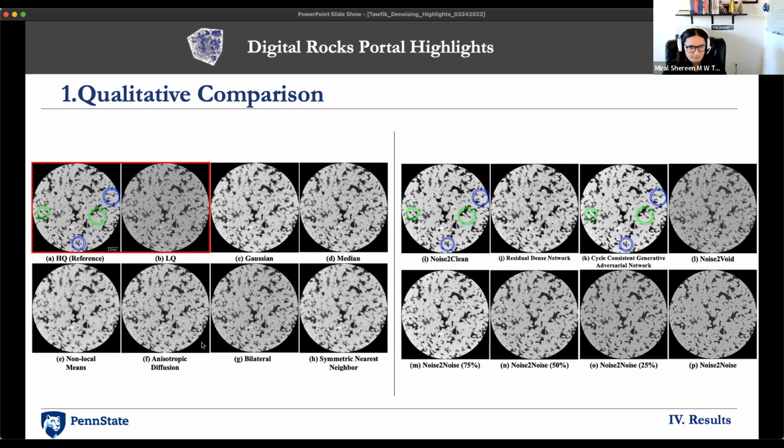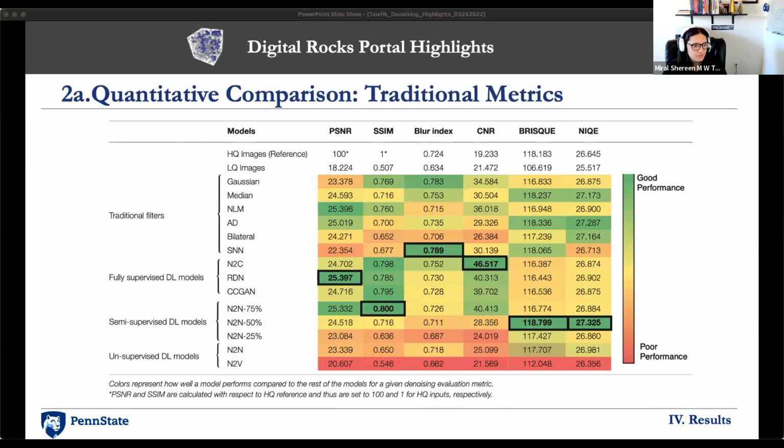And so this qualitative comparison is not necessarily going to get us to a point where we can select a good denoising algorithm. And so next we calculated the traditional evaluation metrics to get a more quantitative measure of the performance of the algorithms. In this table, each column represents an evaluation metric and each row represents a denoising algorithm.